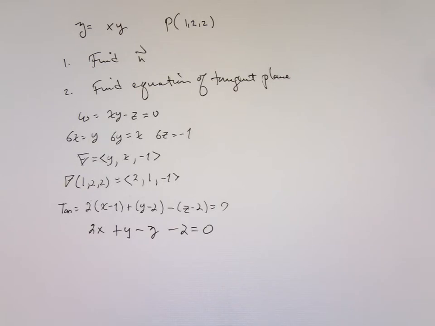All right, other questions? So the n that we find in here is already a unit vector? No, it may not be, but we don't need it to be. This normal vector here is the vector 2, 1, negative 1. It's not a unit vector, but we don't need it to be. All we need is some vector that's normal to the curve, and it doesn't have to be a unit vector.